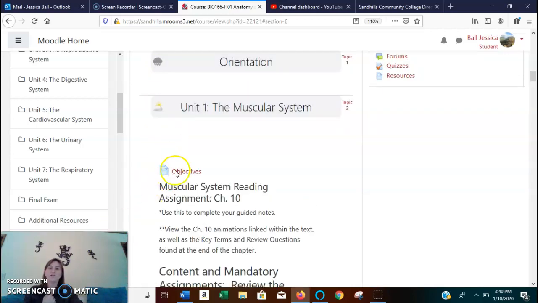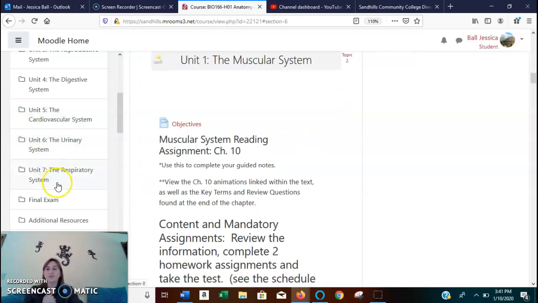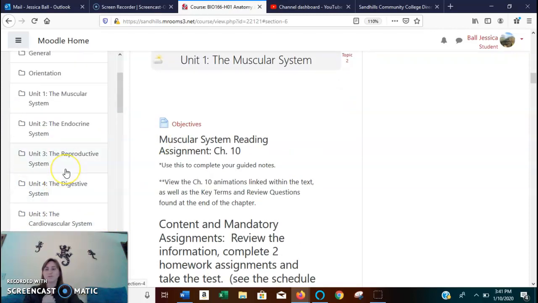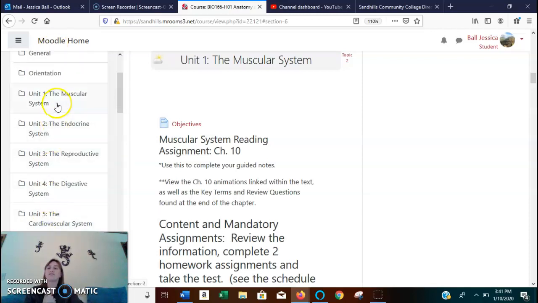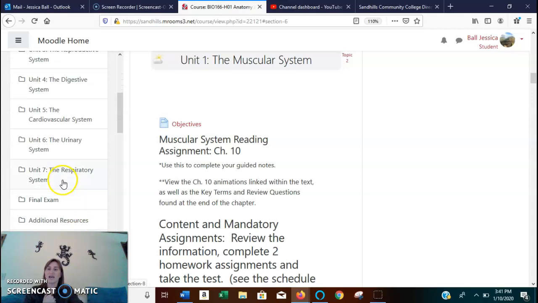All right, so let's go through the requirements for 166. What are we covering in here? We're going to be covering 7 body systems. So you'll see there's 7 units. So there'll be 7 unit tests. And you'll have 1 final exam, which is required, which you take in class with me.